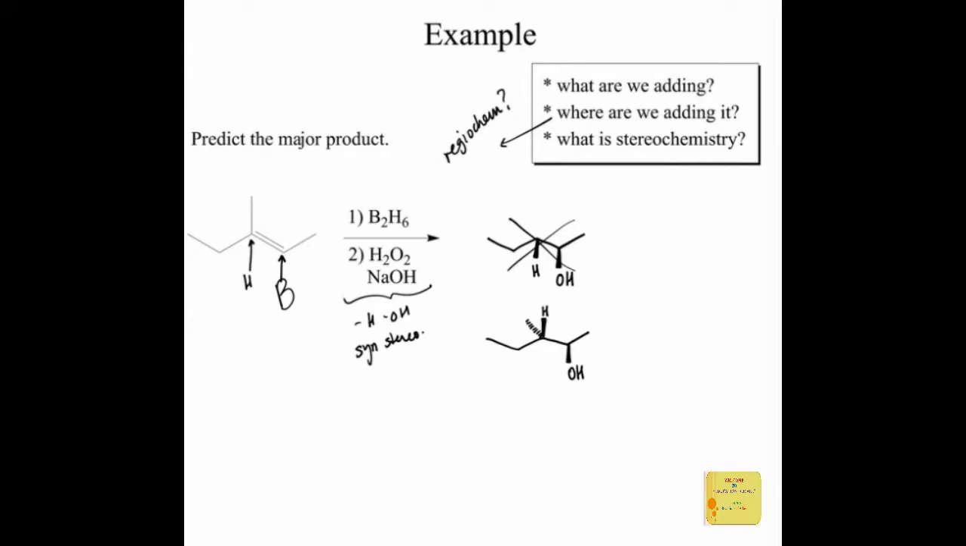So being able to predict these products is going to draw on all that experience we have in drawing 3D structures and understanding tetrahedral carbons, and being able to draw something that represents the three-dimensional shape. So let's double check. We added an H and an OH. We added it with anti-Markovnikov regiochemistry. We added them syn. They're both wedges. Very nice. Is that my only product that I formed?